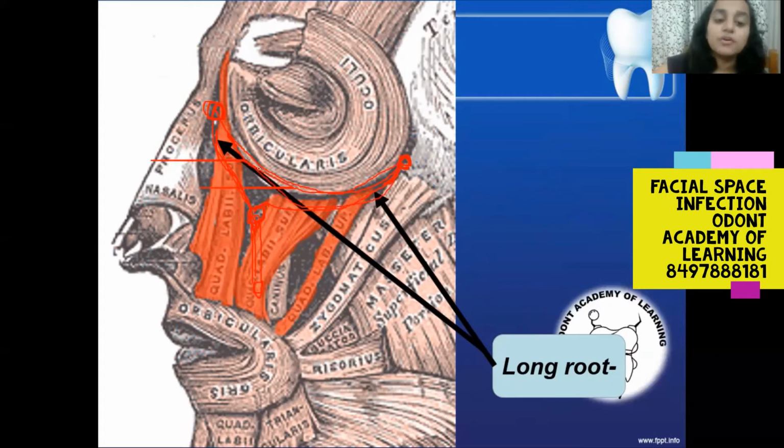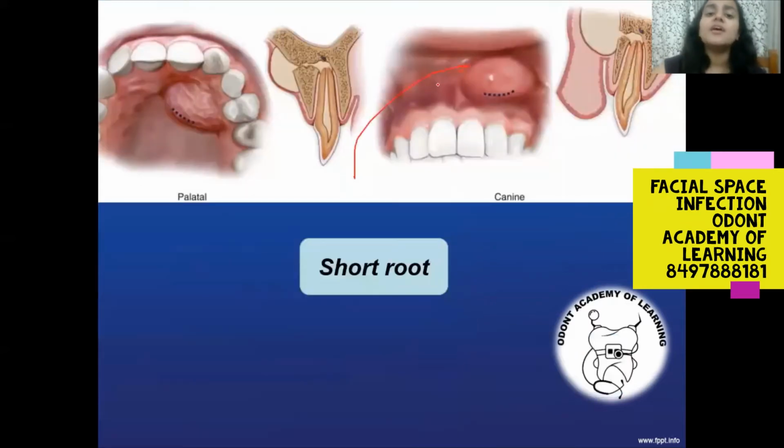It is because of this spread of the infection from levator labii superioris, either anteriorly or posteriorly, that we see a periorbital edema in canine space infection. Now, in case the root is short, it can either go into the palate, you can see here the palatal cortex is breached and it has formed a swelling leading to a palatal abscess, or it can encroach the buccal cortical plate and form a vestibular abscess.